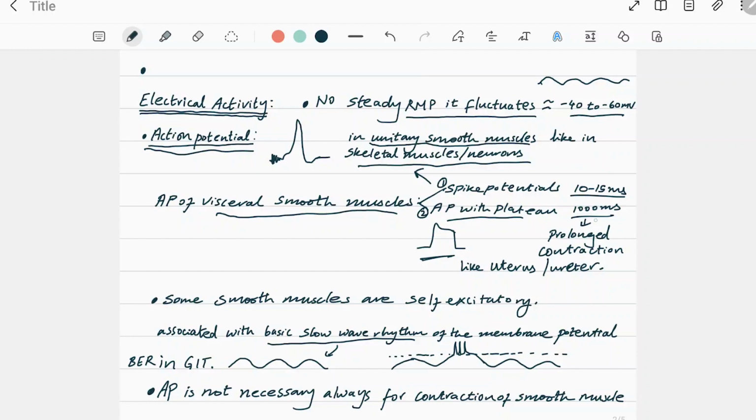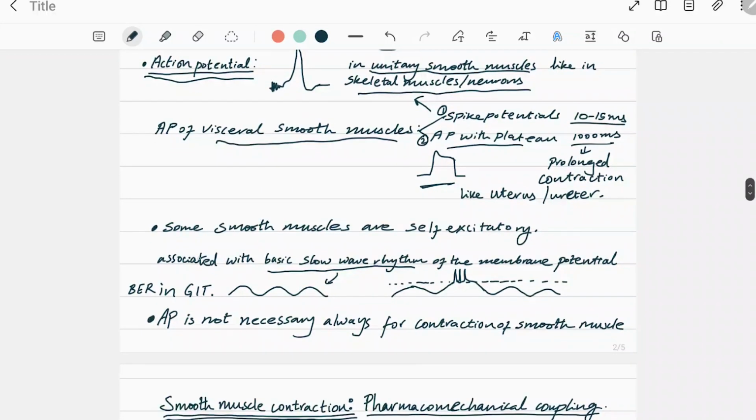These action potentials last for 1000 milliseconds, the ones with the plateau, unlike the spike potentials, which only last for 10 to 15 milliseconds. So the action potentials with plateaus give prolonged contraction, like the ones in the uterus and the ureter. Some smooth muscles are self-excitatory.